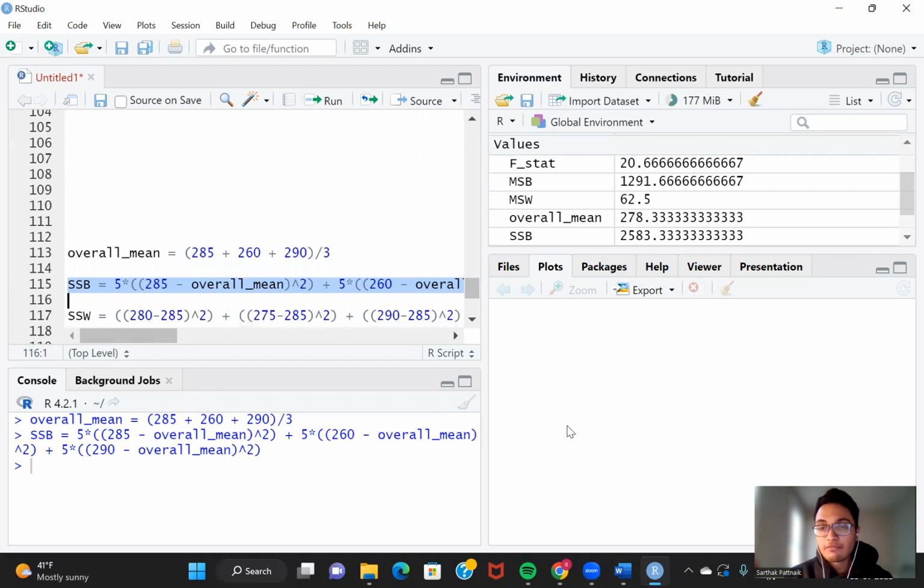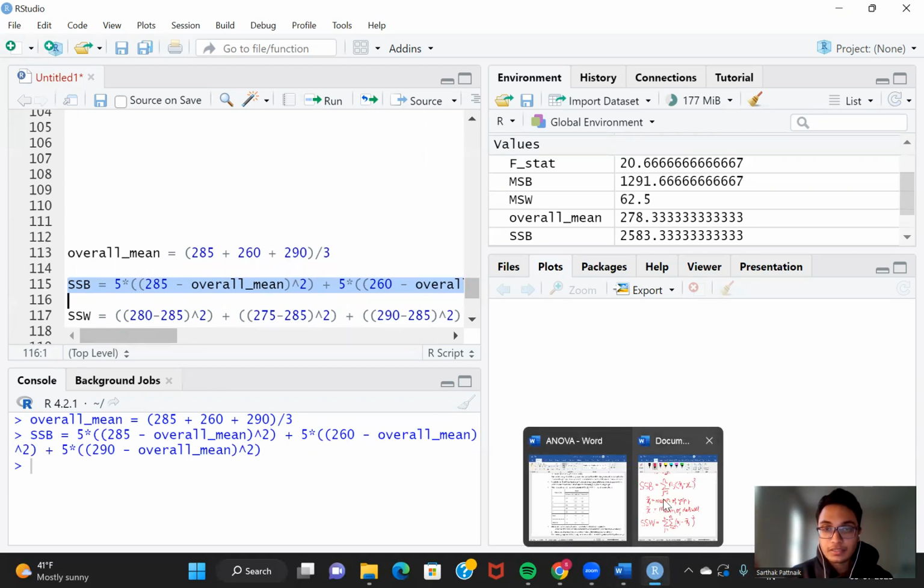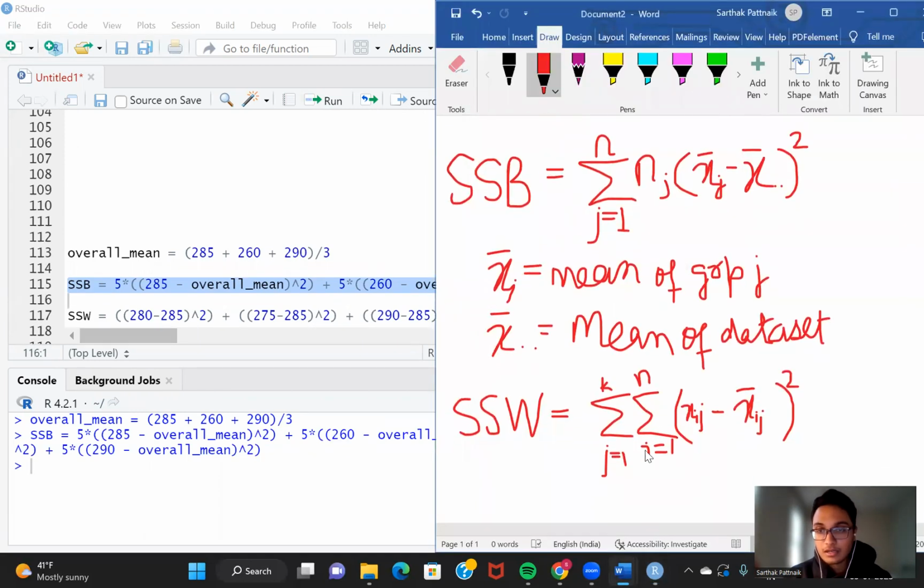To calculate sum of square within is a double sum, as we saw in the last session. Basically, we need to take the value of each observation and subtract the group mean from it, and we need to square this. We need to do it for all the points within the group, and then we need to do it for every group.